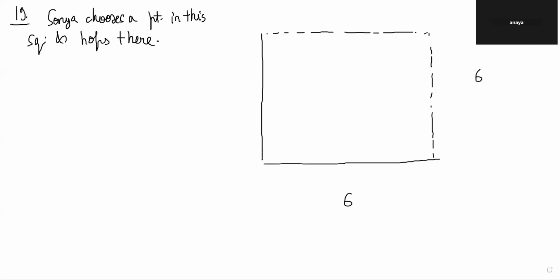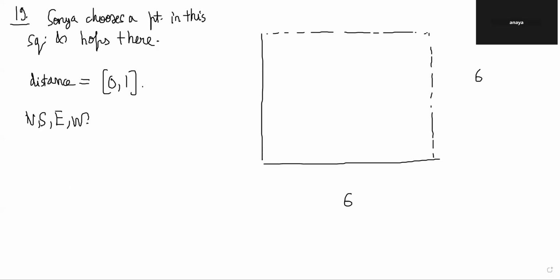Then after that, she randomly chooses a distance uniformly at random from 0 to 1 and a direction uniformly at random from north, south, east, west. She now hops the distance in the chosen direction, and the distance is between 0 and 1, and the direction could be north, south, east, west. And she hops that distance. What is the probability that she lands outside the square?